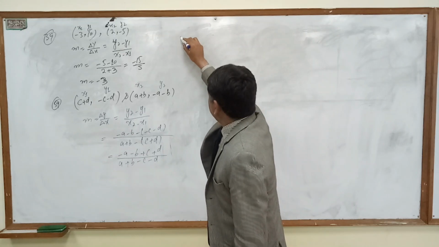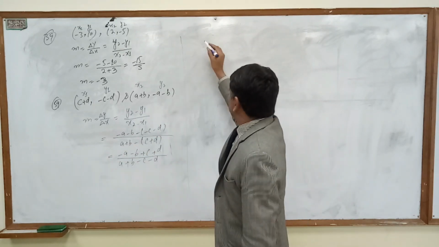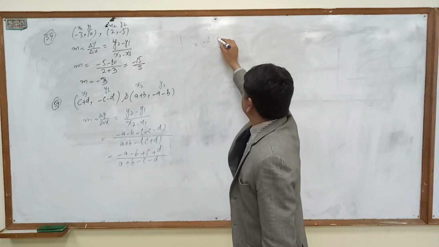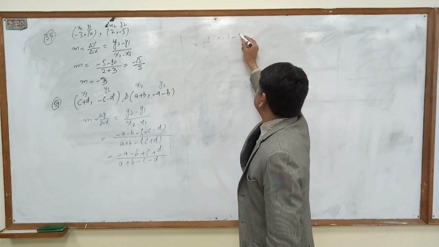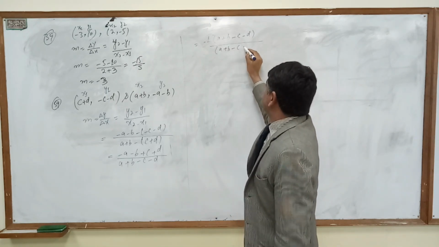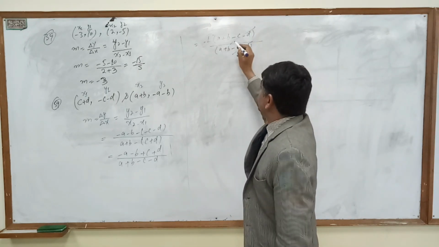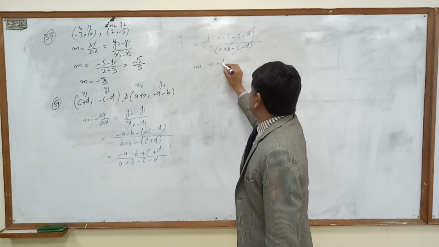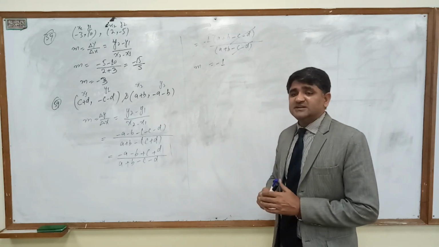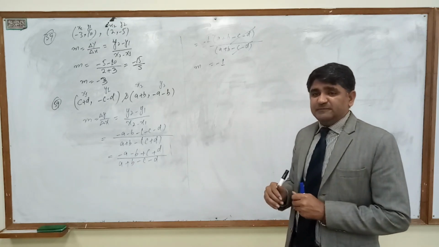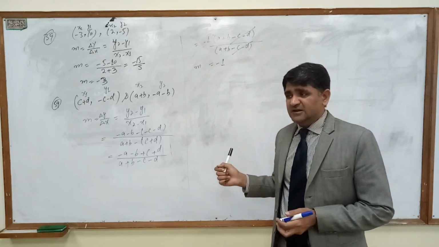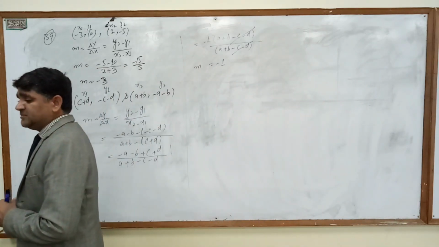Okay students, can we take minus common here? If we take minus 1 common, what's left? a plus b minus c minus d in the numerator, whole divided by a plus b minus c minus d. It's cancelled. What's left? Minus 1. m is equal to minus 1. So in this case, what is the slope? It is negative. How can we interpret it? If input is increased by 1 unit, output is decreased by 1 unit. Clear?